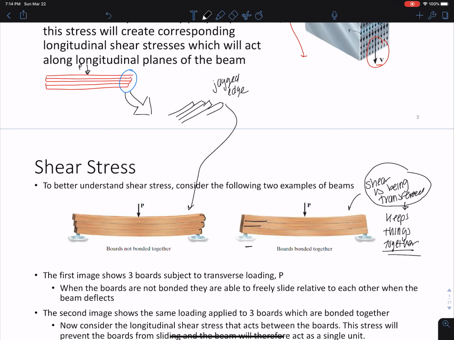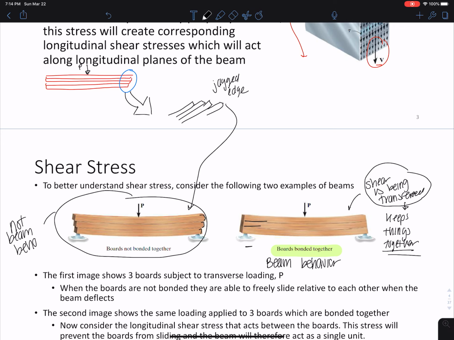Okay. And this is basically the behavior of a beam. This kind of defines this right here. This defines beam behavior, that everything works cohesively. This here is not a beam, not beam behavior. We don't really have things that just work on their own accord like this.